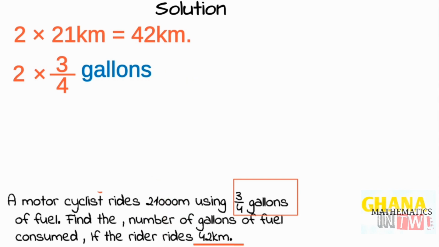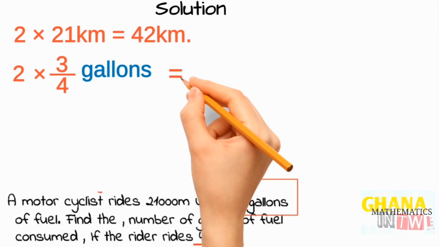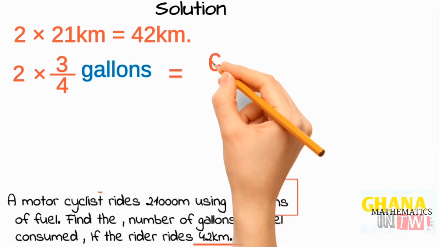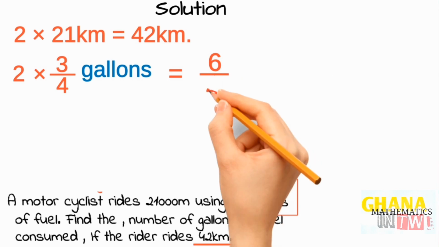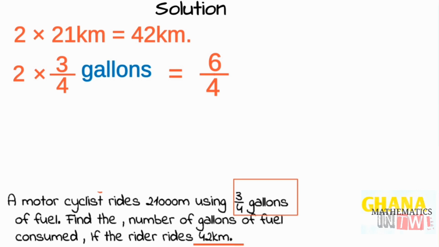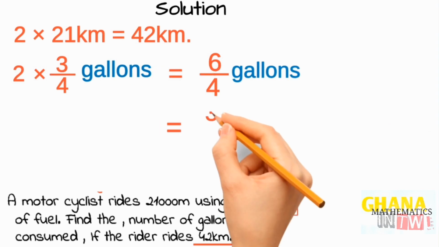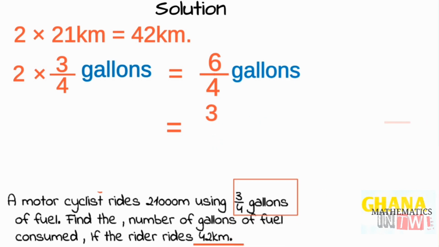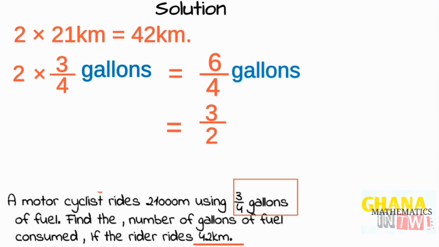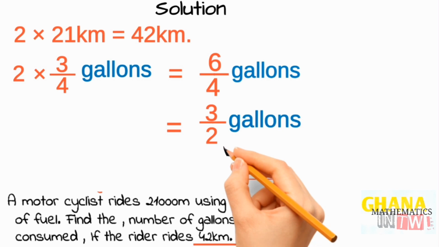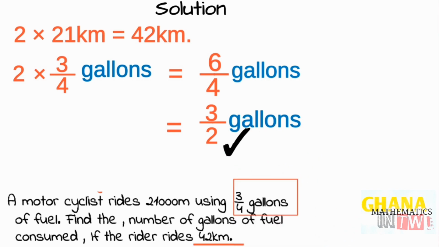So 2 times 3/4. You multiply the 2 by the 3 to get 6. So 6/4 gallons of fuel. Now, 2 goes into 4 2 times, and 2 goes into 6 3 times. So it is 3/2. That should be our final answer. Someone can decide to also cancel the 2 with the 4. You will get the same answer, 3/2 gallons of fuel.